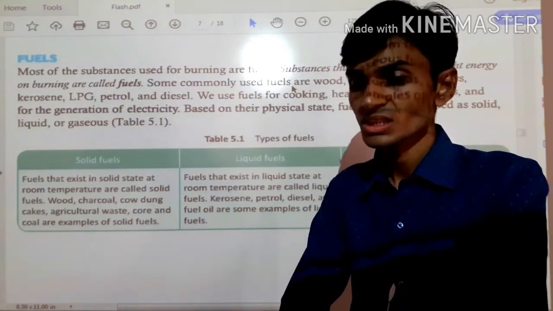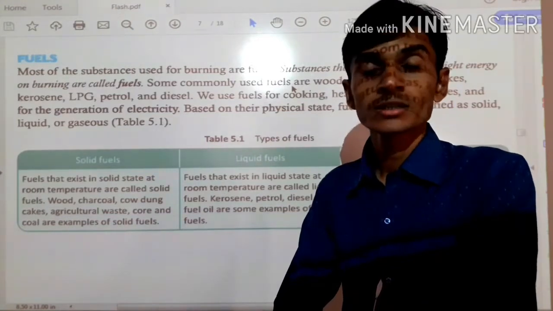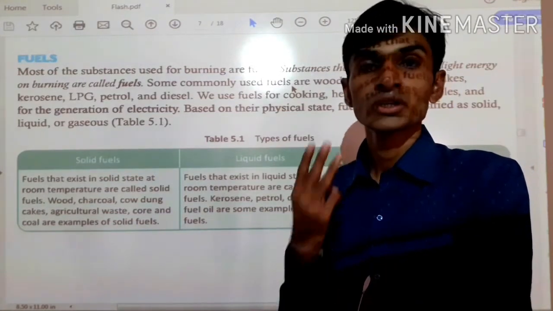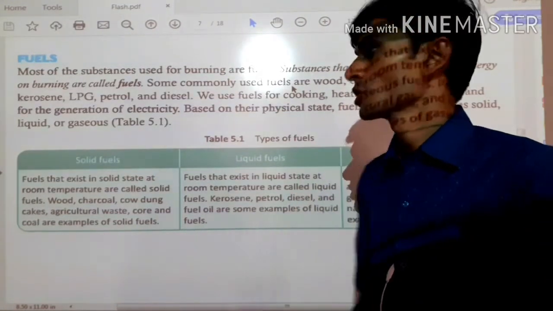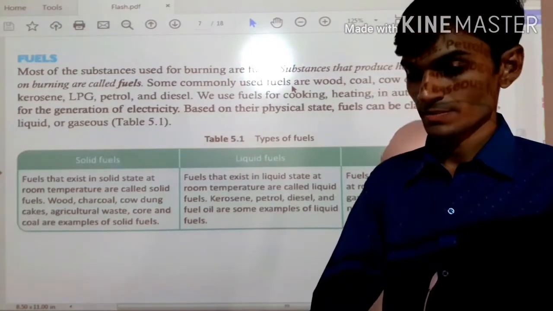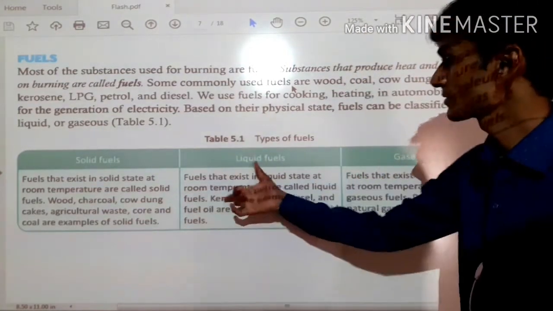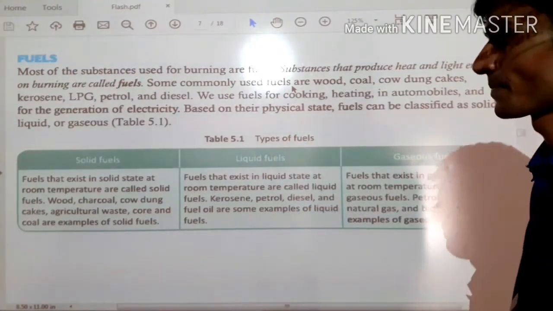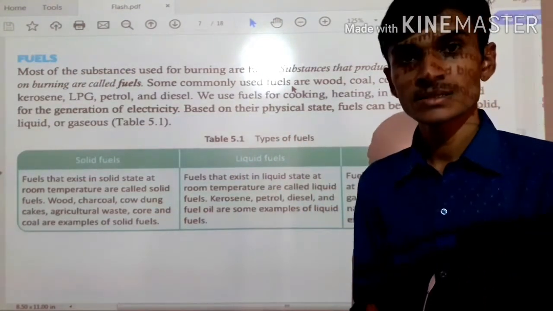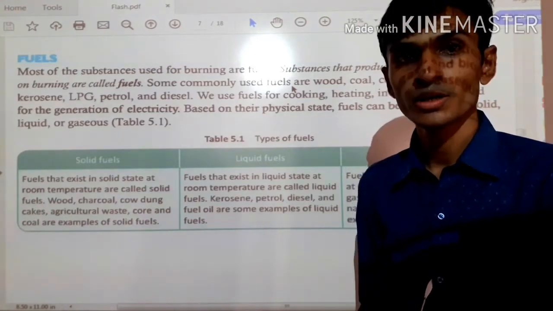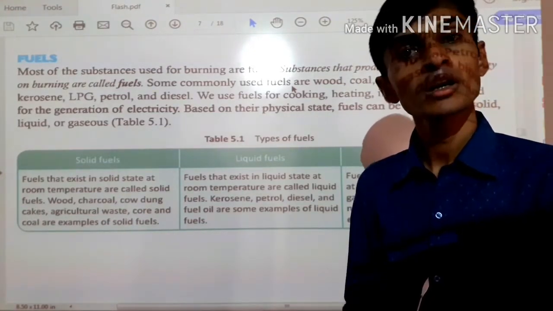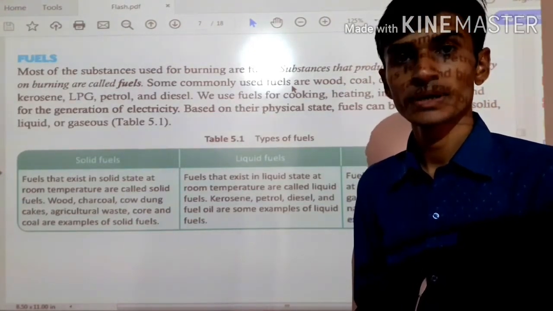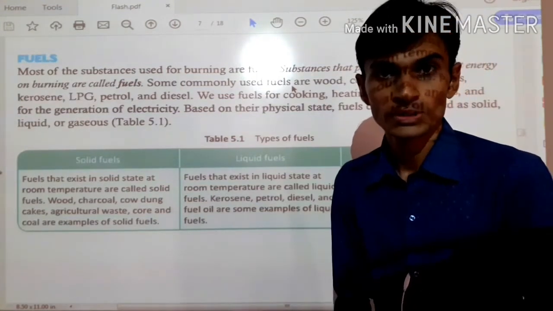Now, based on the physical state, fuels are divided into three types. Which three types? Solid, liquid and gaseous fuels, right? In the solid form, first, what happens? The fuels which exist in the solid form at normal room temperature are called solid fuels, right?